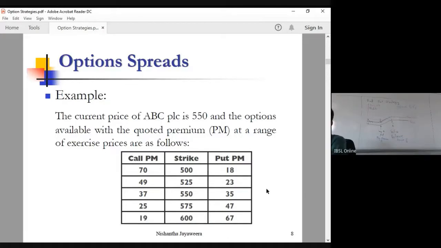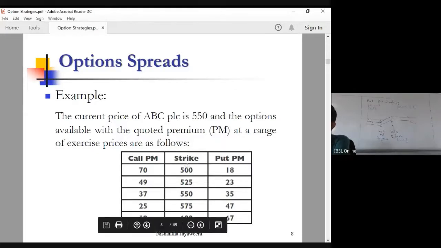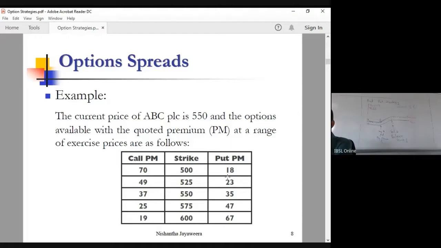You are given the call premiums and put premiums for different strike prices for a share of a company ABC. The current market price is 550 and the options are available as per this table. With the strike 500, call premium is 70, put premium is 18. What's the reason that call premium is 70 when the strike is 500 and the current market price is 550? With the strike 500, the call option is already in the money because the current price is higher than the strike.